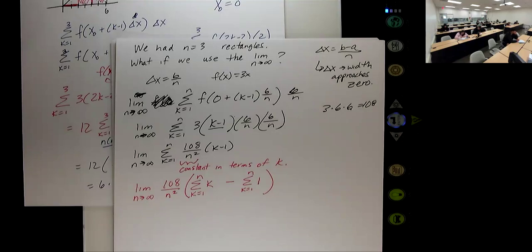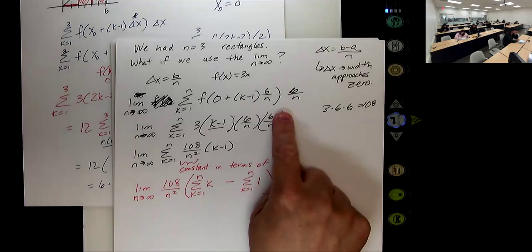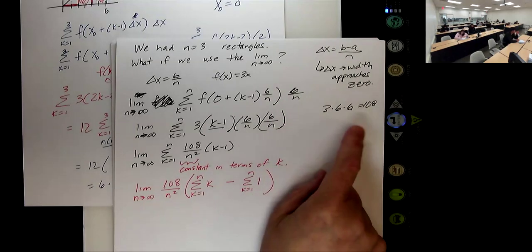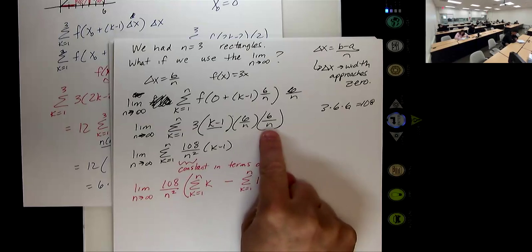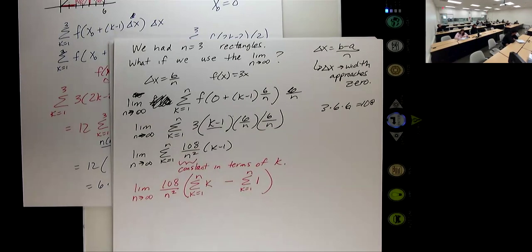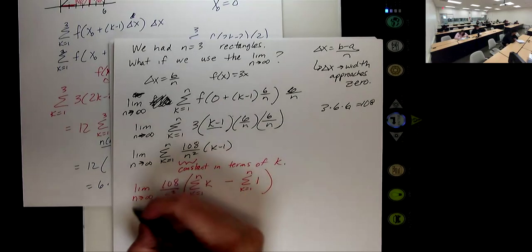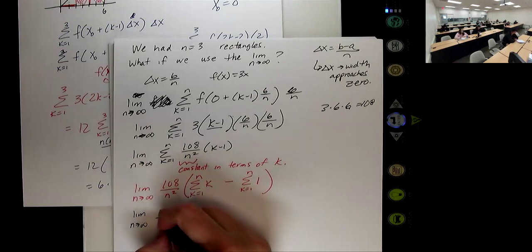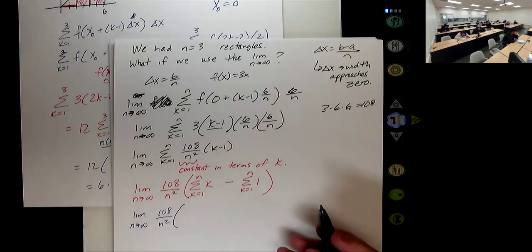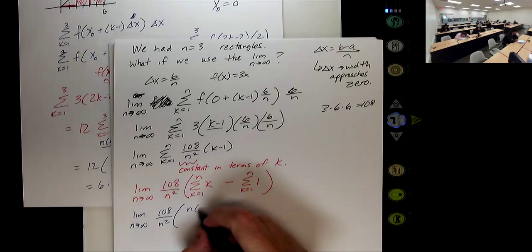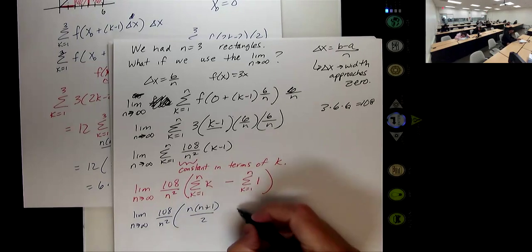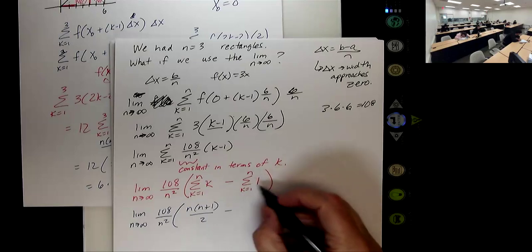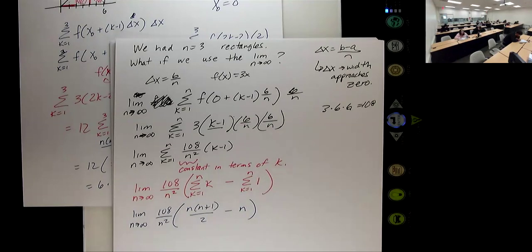Everyone okay with that so far? I just multiplied the 3, the 6, the 6, this is all multiplied together. That's 108. We have n squared on the bottom. We pulled that all out because it doesn't have a k, and then I rewrote that split. This had the formula n times n plus 1 over 2. And this had the formula c times n, which is 1 times n, which is just n.